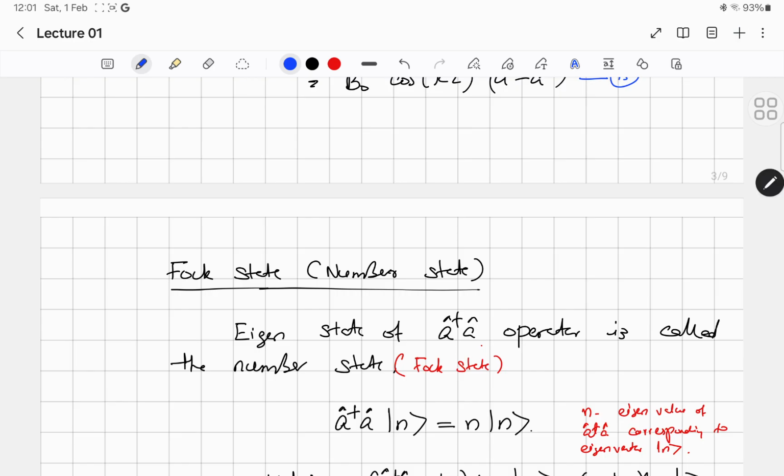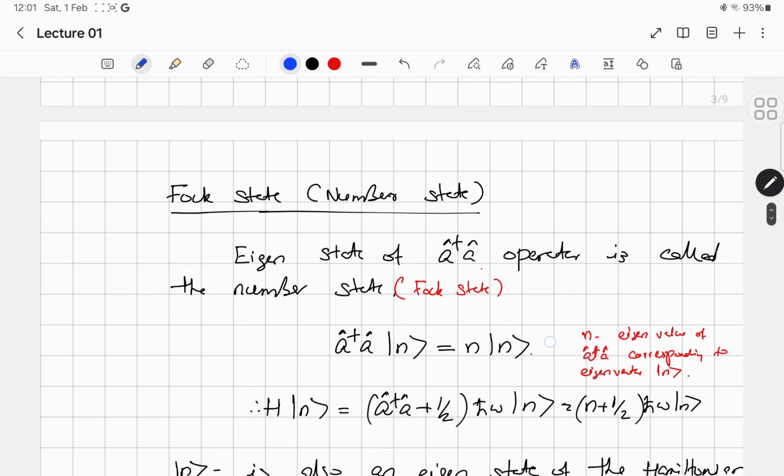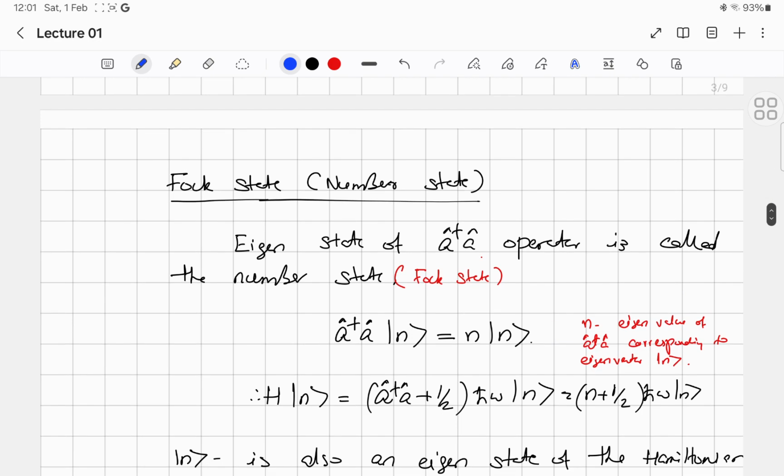The Fock state is also called the number state. You might be familiar with it from the quantum harmonic oscillator system. It is the eigenstate of the a dagger a operator, and it is usually denoted by the symbol ket n. So ket n is the representation for the Fock state, the number state, an eigenstate of the a dagger a operator.